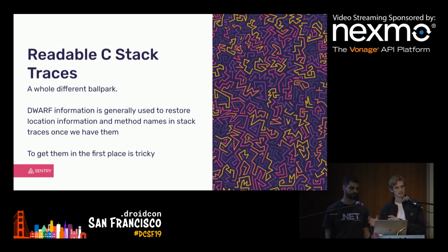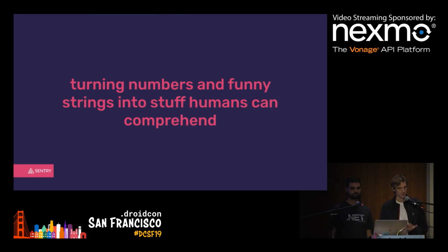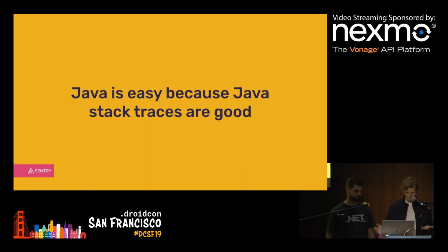So we get this debug info onto our server side where we do the processing. But there will be a whole separate section in this talk that actually goes into why this debug information is so hard to work with. So our goal is turning the funny numbers or human unreadable function names into something that we can work with and that users can comprehend. So let's start with Java.